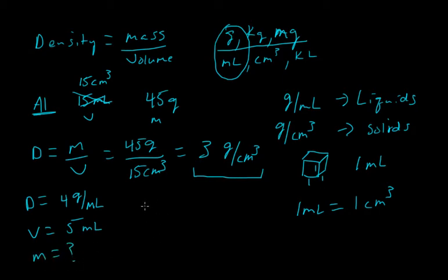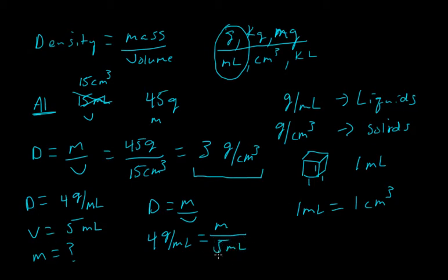Well, in this particular example, you're still going to use the same formula. Density is equal to mass divided by volume, but you're going to plug these numbers into different spaces. My density here is 4 grams per milliliter. My mass, I don't know, so I'm going to put M up at the top. And then my volume I'm going to put on the bottom, which is 5 milliliters.